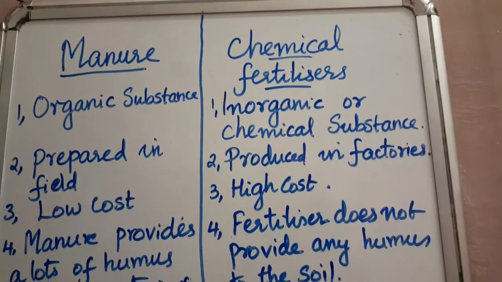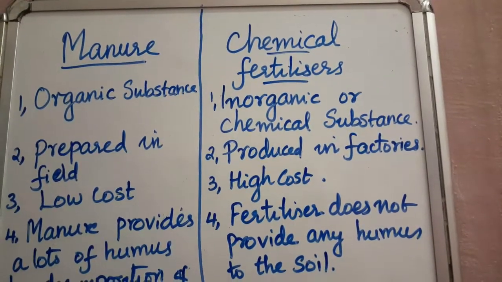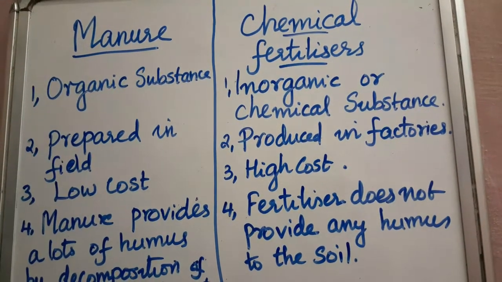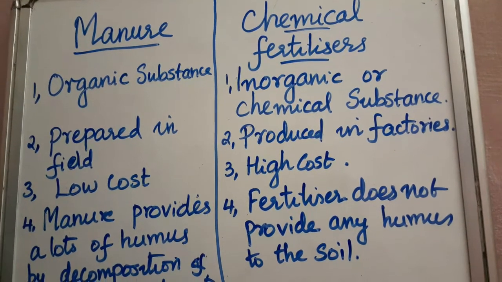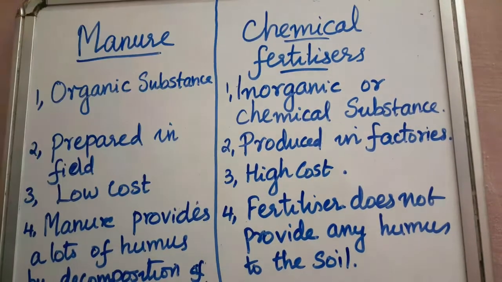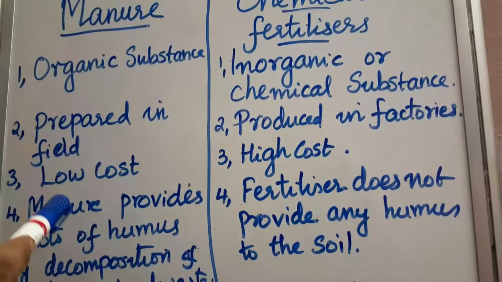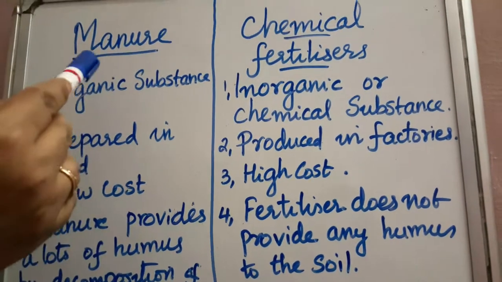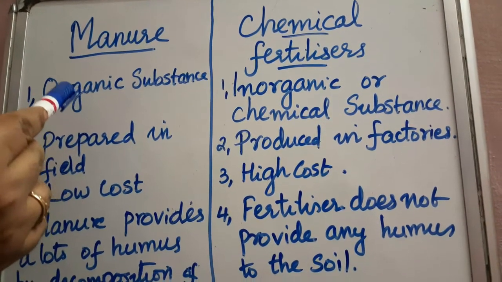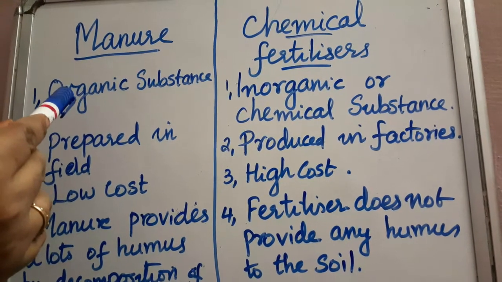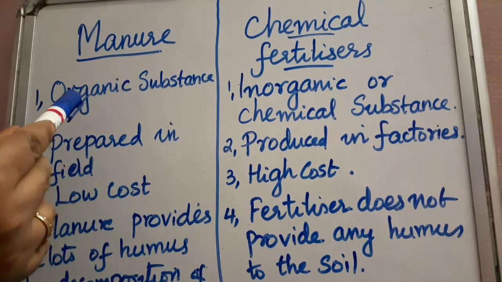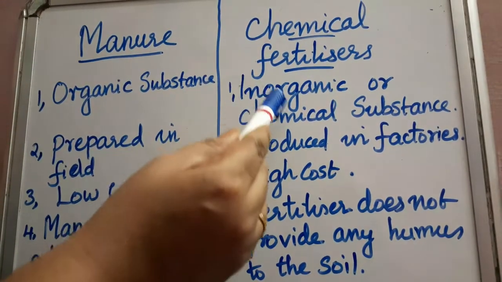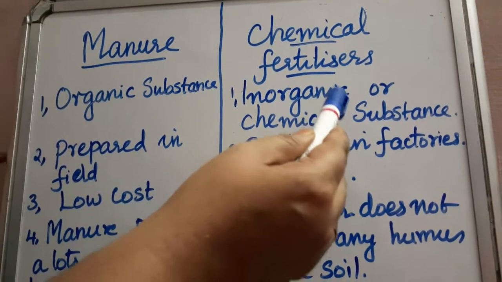Now we will see the difference between manure and chemical fertilizers. As already said, manure means the waste materials that we are getting from plants and animals, and chemical fertilizers contain chemicals. We will see one by one. First of all, manure is an organic substance. Organic means it will decay and will not cause any harm to the soil, like cow dung and plant and animal waste. And chemical fertilizer is inorganic, it is made up of chemicals.